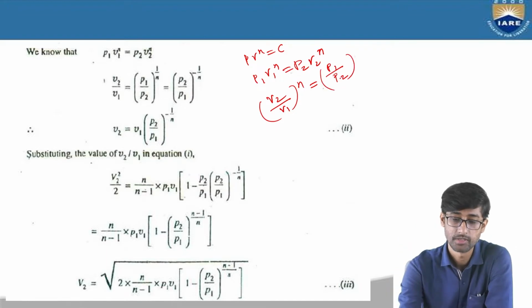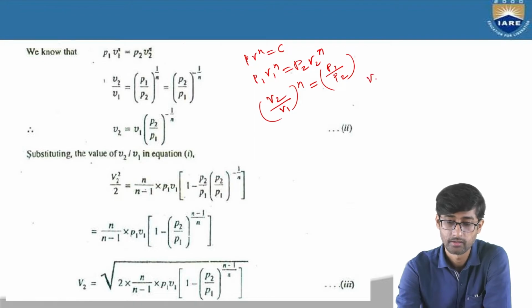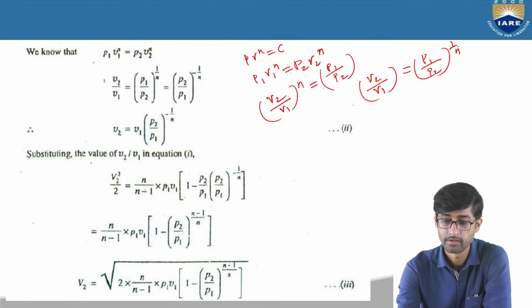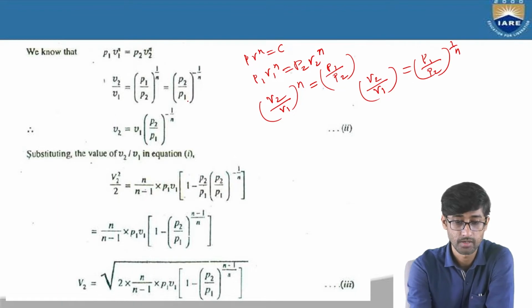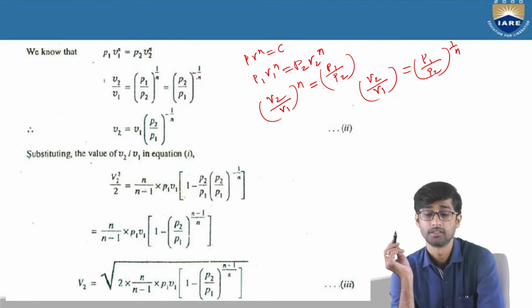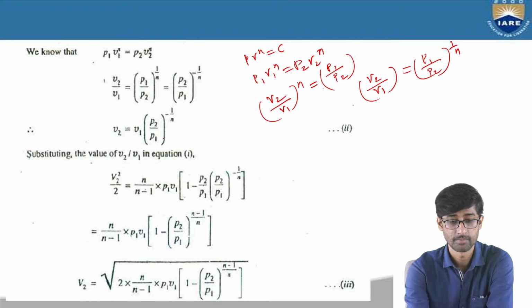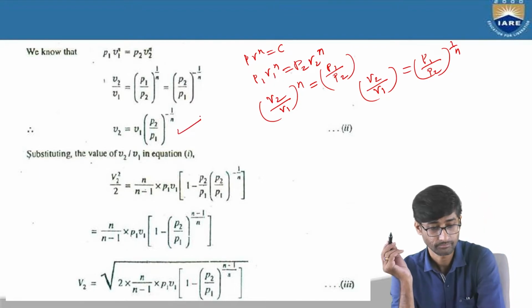So what is V2 by V1 to the power n? It is equal to P1 by P2 to the power 1 by n. If you write the reverse, V2 by V1 is equal to P2 by P1 to the power minus 1 by n. So what is V2? V2 equals V1 into P2 by P1 to the power minus 1 by n.